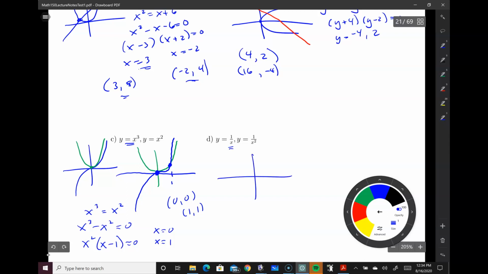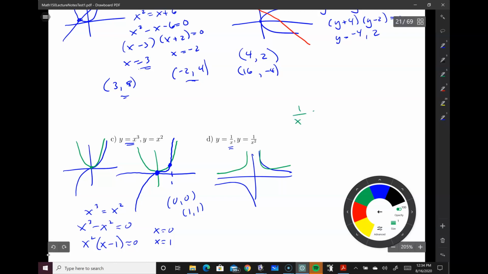So 1 over x looks like this. 1 over x squared is very similar. So here and over here. So let's think about it, right? You might just put something like that and think, oh no, how does that work? So let's set them equal to each other.